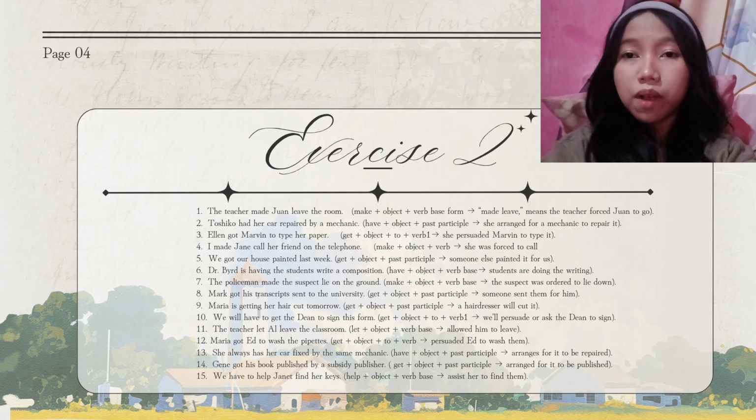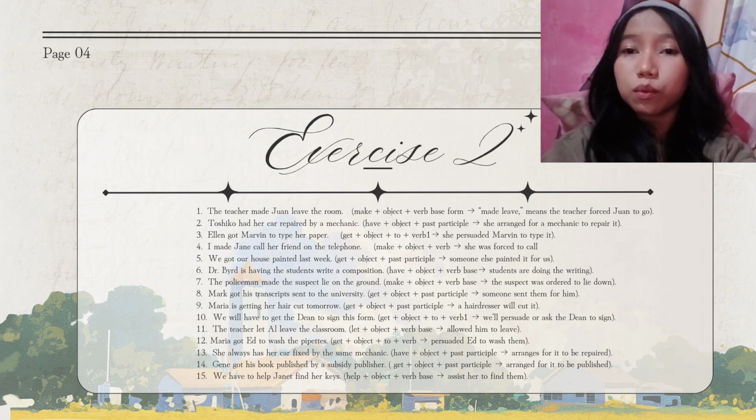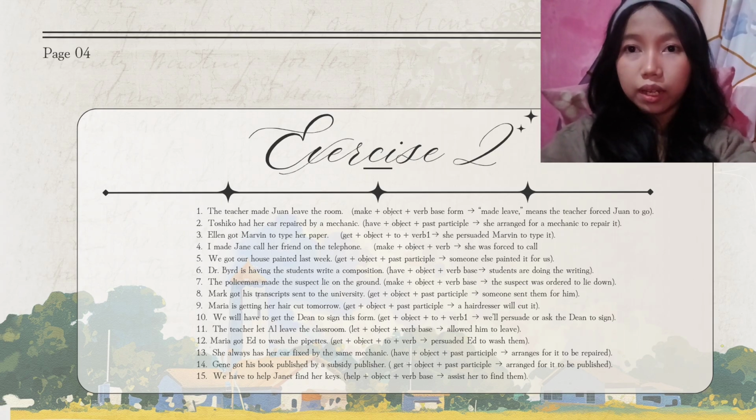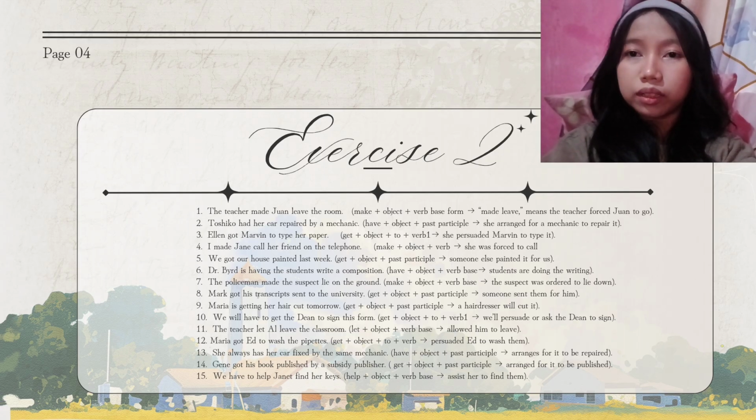The answer for number 5. We got our house painted last week. The structure of the sentence is get plus object plus verb 3. This shows that someone else did the painting, not us. Got our house painted means we arranged for someone, like a painter, to do it for us. The meaning of the sentence is we had someone paint our house last week.